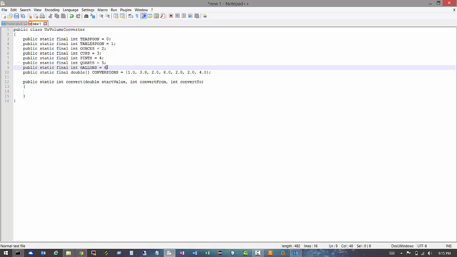The other thing that gains us is the conversion factor to go to or from this to the next largest or smaller value is held inside the array at an index that corresponds with its integer value. So teaspoons can't get smaller, so theoretically converting teaspoons to teaspoons is a factor of 1. And that is important to our algorithm.